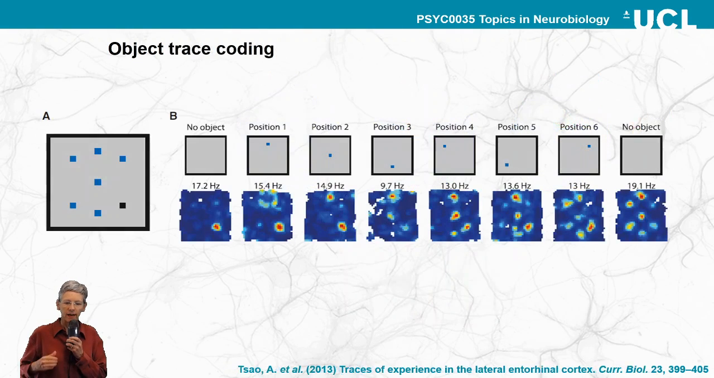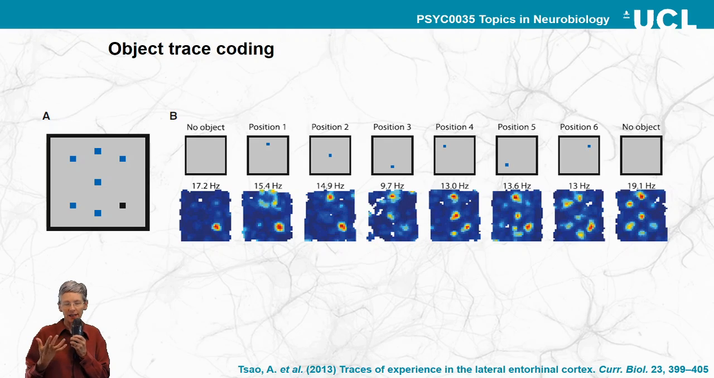Even more interesting, a subclass of neuron was found that will fire when an object is placed in the environment, and will continue to fire when the object is removed. So it'll remember, as it were, that there had been an object there. And then if the object is replaced in a different location, this neuron will acquire a new firing field around that new location of the object. And again, when you take the object away, that new field will persist. And so over the course of this trial, you can see here that this cell has built up a whole collection of firing fields corresponding to previous locations of the object.